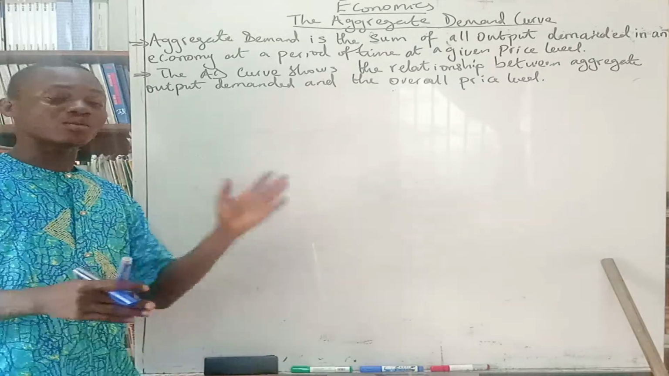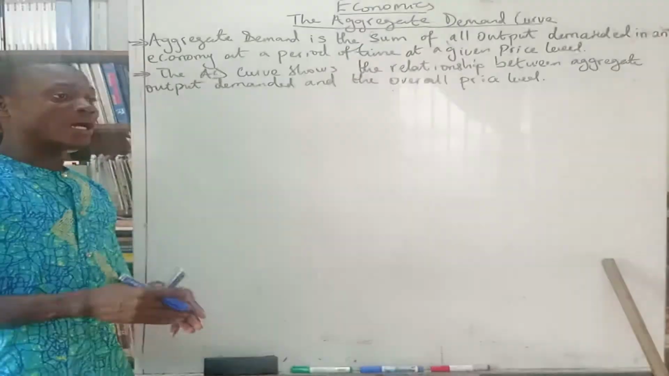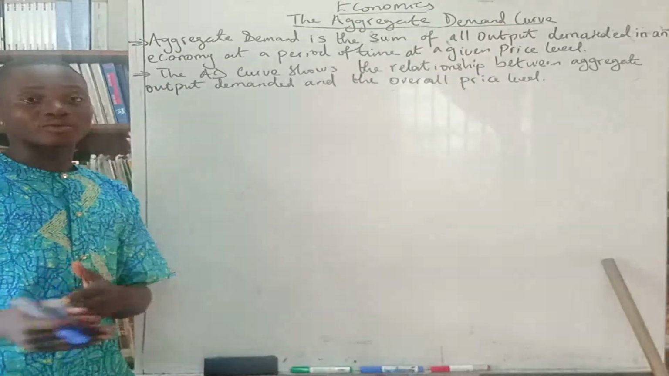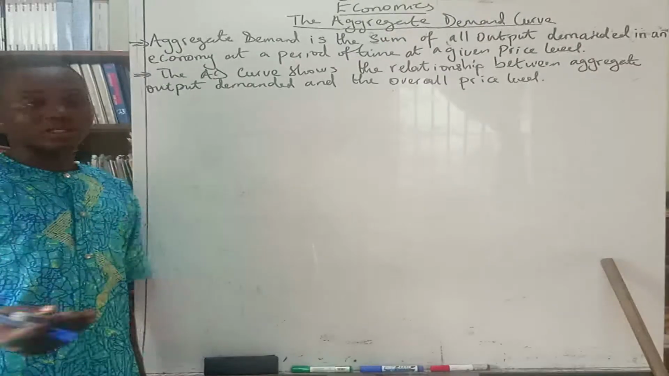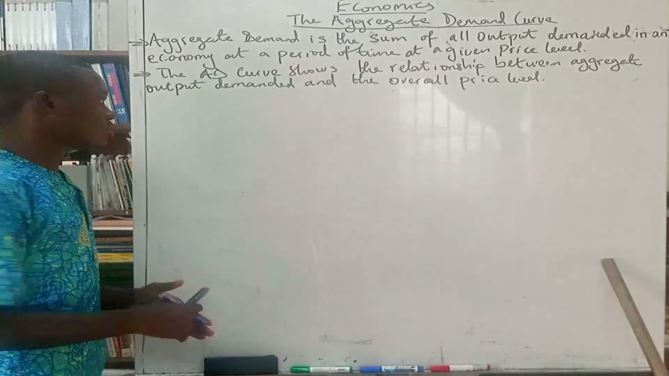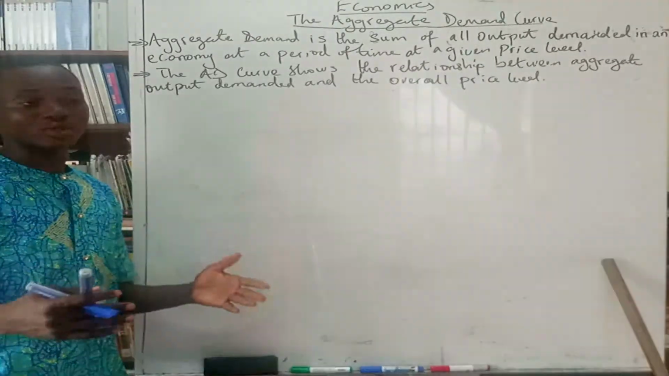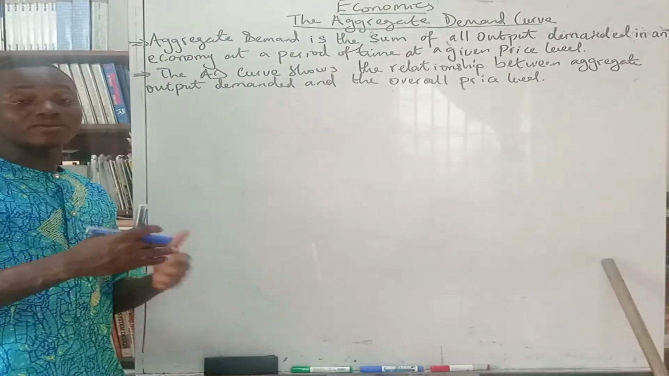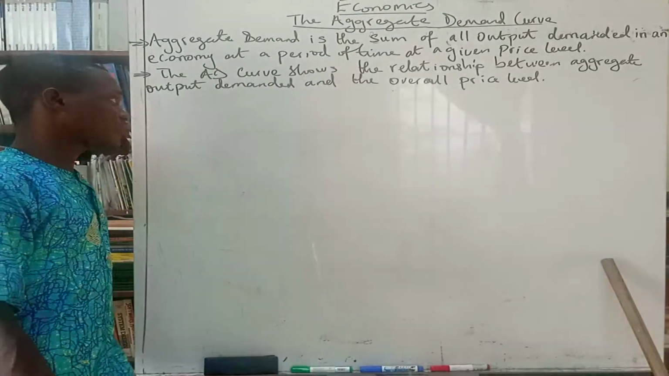Just note that when you're looking at the aggregate demand curve, we are talking about the overall price level in an economy, which is quite different from the normal demand curve, the individual market demand curve for a particular product. And here you are not even looking at one product, you are looking at several other products that may command different kinds of prices, usually at different periods of time.